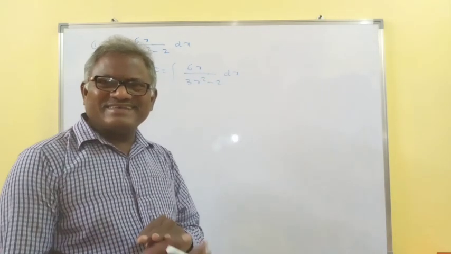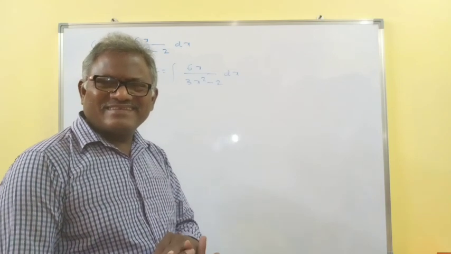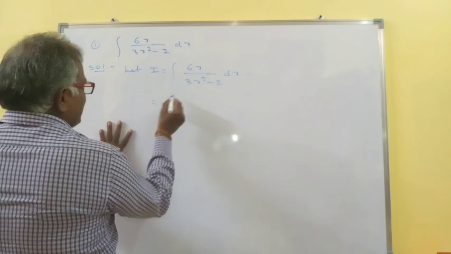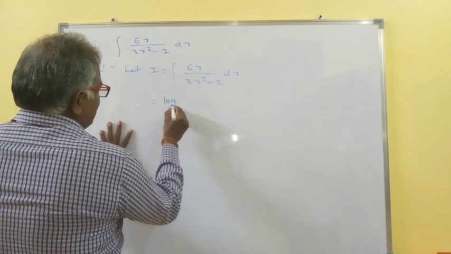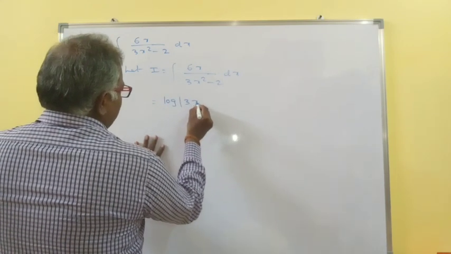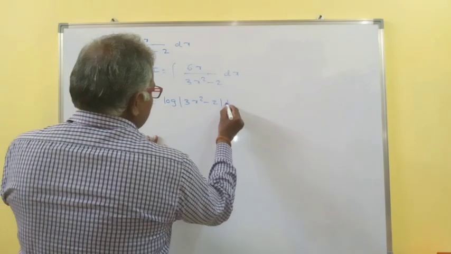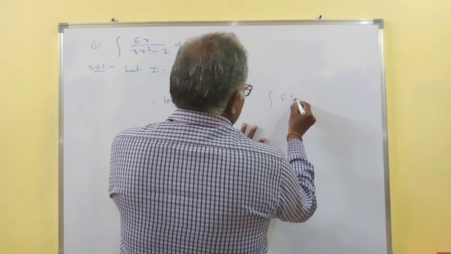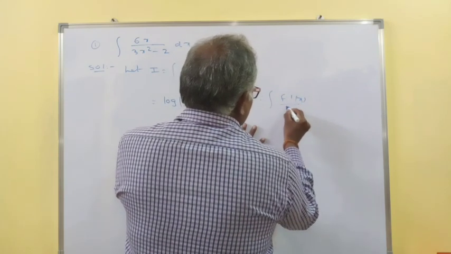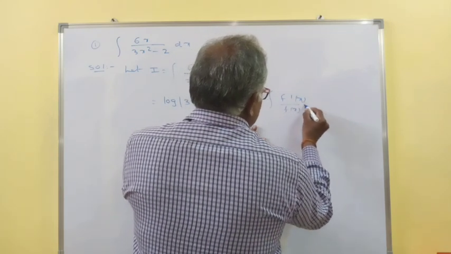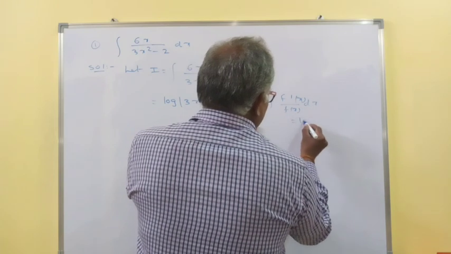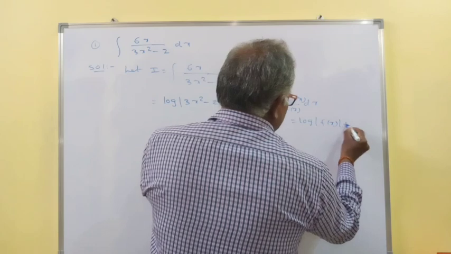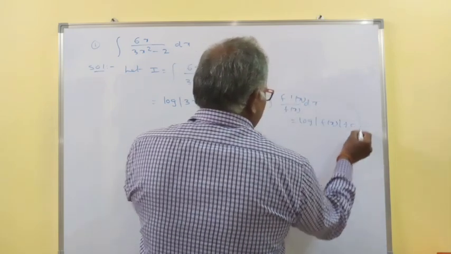It's readily given. So simply here you should write f dash x by f of x. That's all. No need to simplify. Integral f dash x by f of x dx is equal to log f of x plus c.